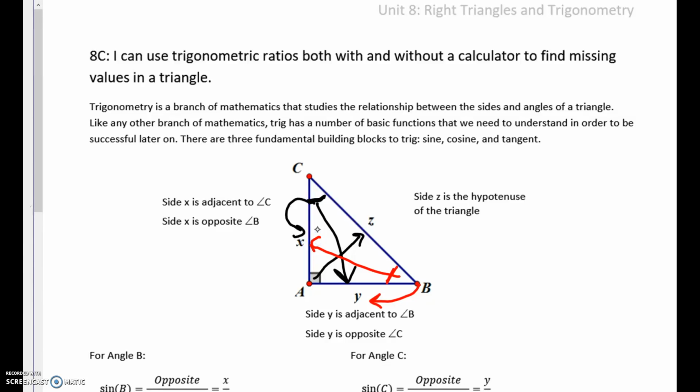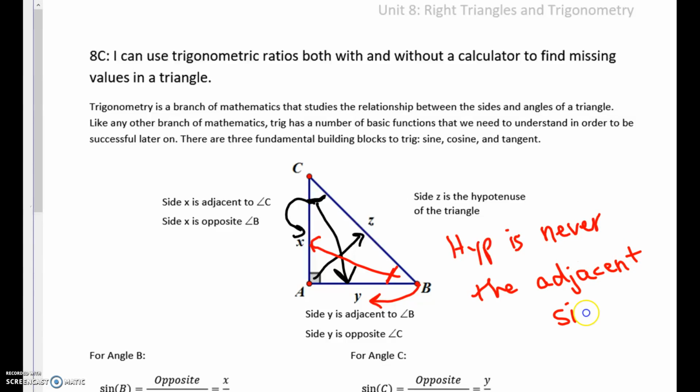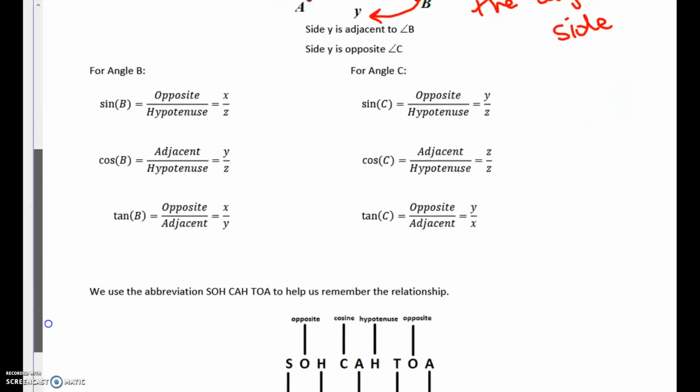So it's very important, guys, that you know the difference between the adjacent side and the opposite side and the hypotenuse. The hypotenuse is never the adjacent side. So just know that. Or consider, it is never considered, because it is clearly adjacent, but it's not ever going to be the adjacent in our building blocks.